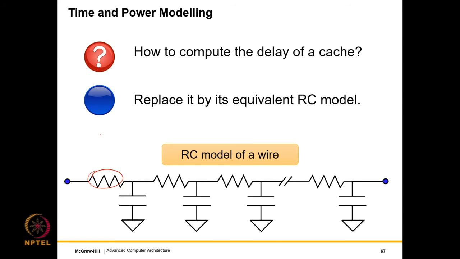The reason being that the wire is a metal conductor, and every metal conductor can accumulate some charge. It's like a parallel plate, and there are a lot of parallel plates in the chip, in the sense there are a lot of other wires. So whenever there is a potential difference across two parallel plates, we essentially have a capacitor.